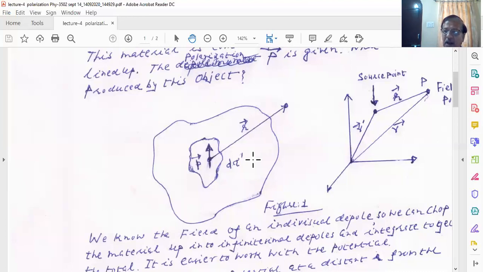Because there are many dipoles, each volume element consists of n dipoles. That depends upon the density, right? So the polarization density vector defines how many dipoles are present. So we will calculate the field because of the polarized object. To do this, first of all, I take one dipole. You see, I have considered one dipole, right?